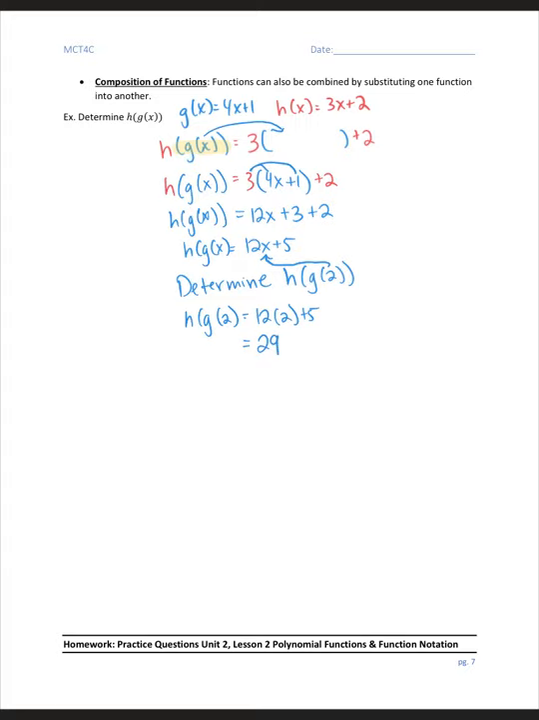All right, so function notation: substituting those inputs into a function and determining what output we're going to get for the function. Well, that's it for today.